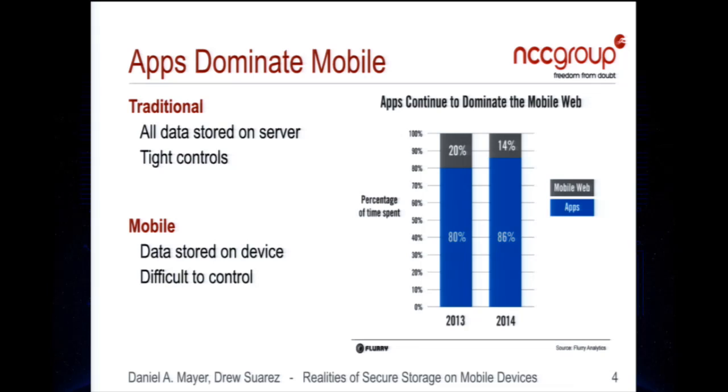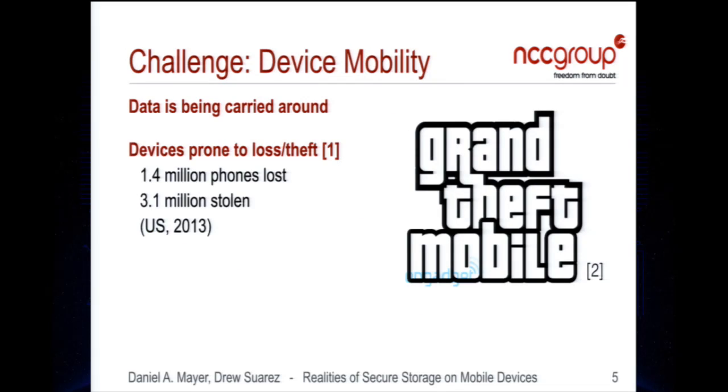You don't have access to control the network very well. Even with mobile device management, this is still not an easy problem to solve necessarily. So why is this a problem? Well, there's three challenges which come from that, which we identified. The first one is that since devices are being carried around, they're being lost or stolen very often. Here are some numbers from the US. There were 1.4 million phones lost in 2013 and 3.1 million phones stolen.